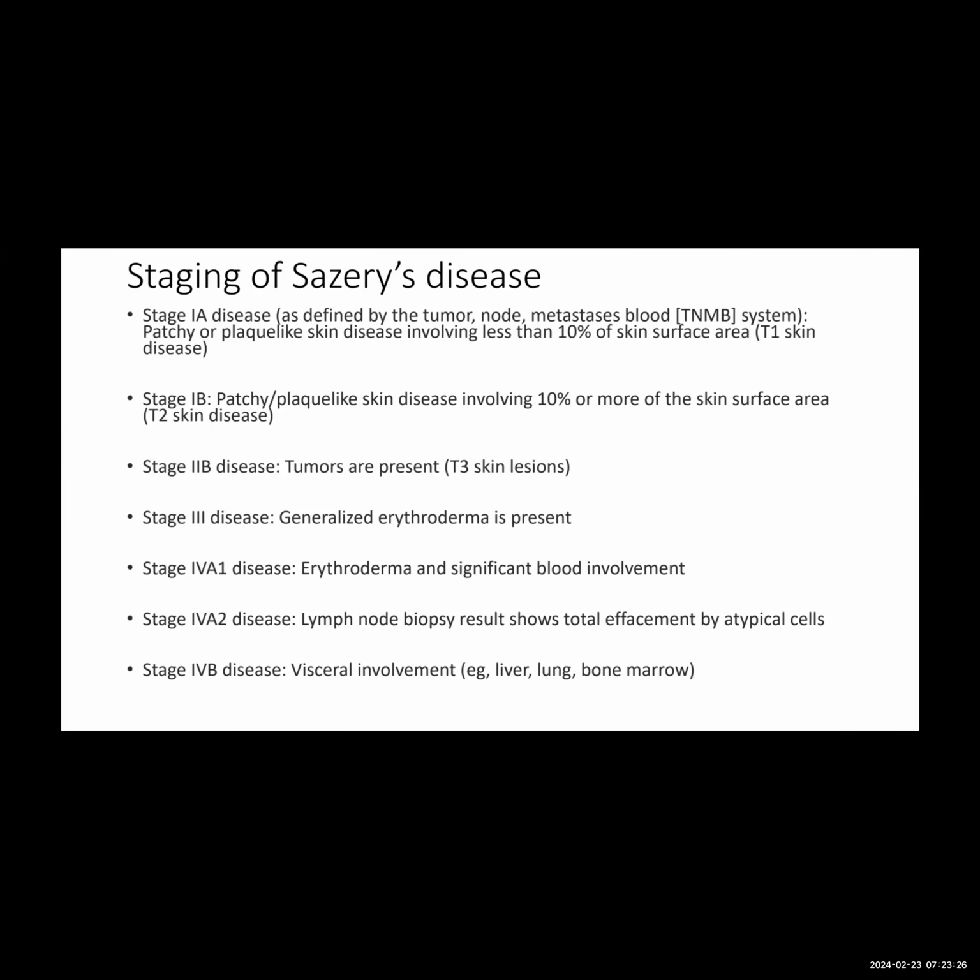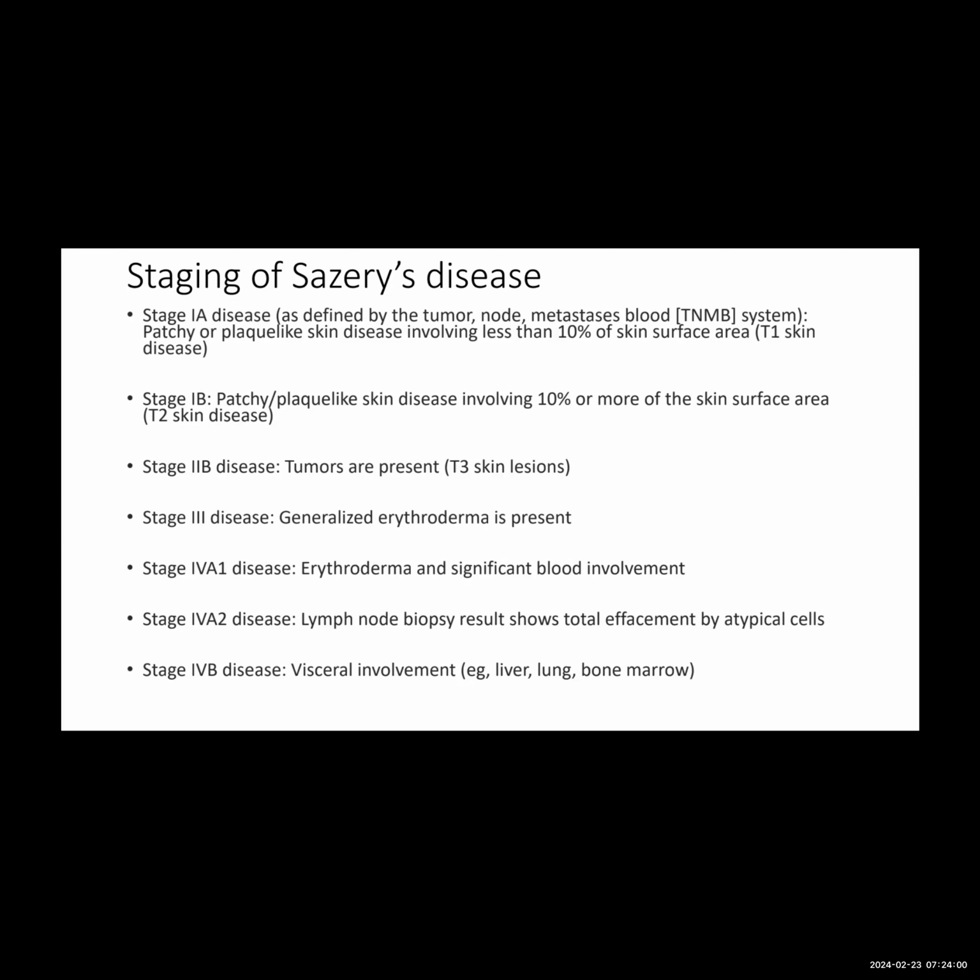So for the staging of Sezary disease, we have from stage 1A to stage 4B. For stage 1A disease, patients present with patchy or plaque-like skin disease involving less than 10% of the skin surface area. Then for stage 1B, they have patchy or plaque-like skin disease involving 10% or more of the skin surface area. For stage 2B disease, tumors are seen.